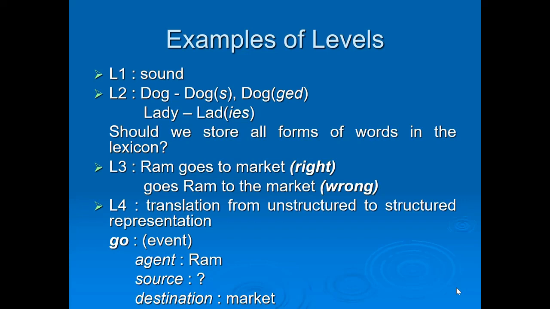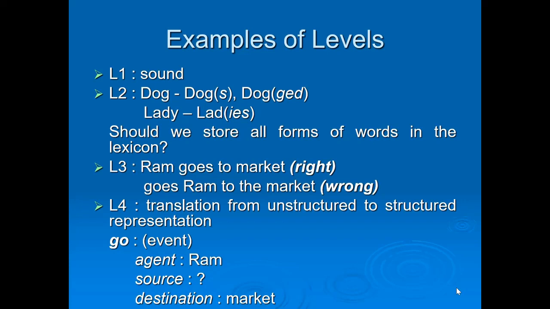Then the next word is lady. If I'm saying a lady, that means one lady. If I'm saying ladies, it changes the meaning for a different number of ladies. So we can have numerous word formations from a particular word. The question now is, should we store all forms of words in the lexicon? Lexicon is a kind of dictionary, a kind of database where we store different kinds of words for processing. Is it necessary? We'll look into it in future.